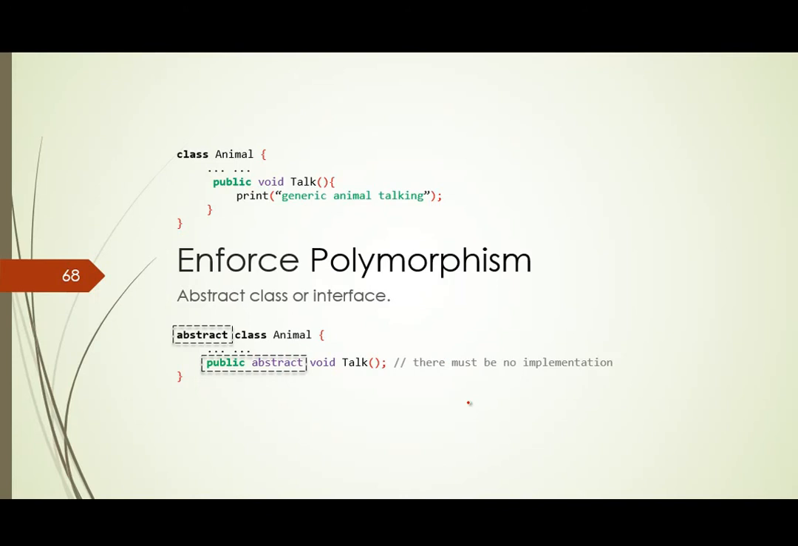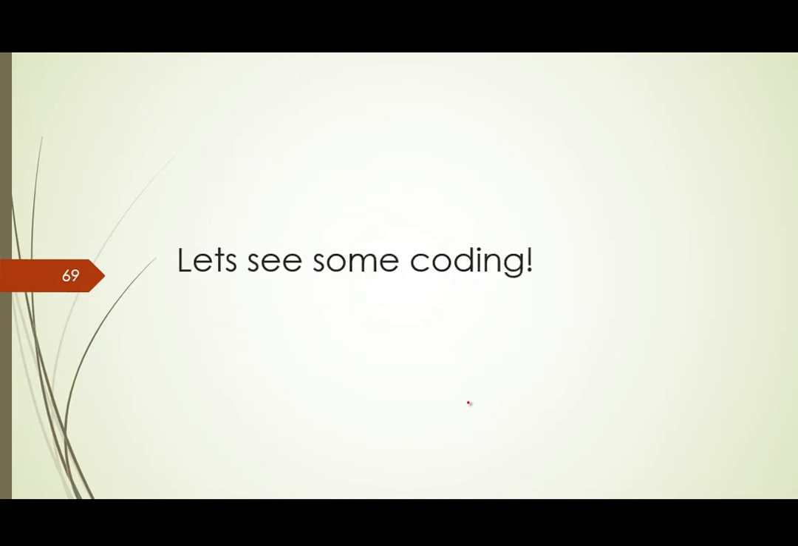And the good thing about an abstract class is it could have definitions and an interface couldn't. We're going to see some real-world examples of how you could use interface and abstract class in the strategy pattern. But for the time being, just keep it simple. Let's see some coding.